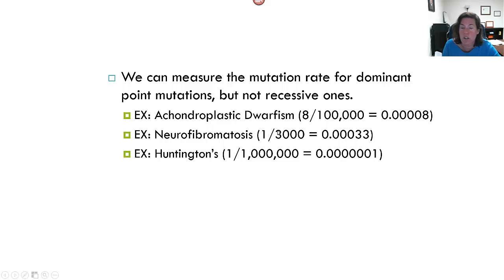Neurofibromatosis is an autosomal dominant disease characterized by pigmentation spots and tumors of the skin and the central nervous system. Once again, 1 in 3,000 births are affected individuals, and they generally occur in families with no history of the condition, indicating the condition has a very high mutation rate. And Huntington's disease, once again, is a dominant condition causing progressive degeneration of the central nervous system, and the mutation rate has been considered 1 in 1 million. So a relatively high rate for Huntington's disease.